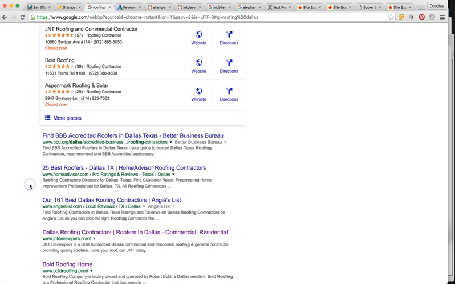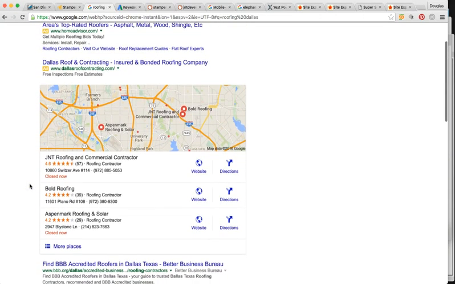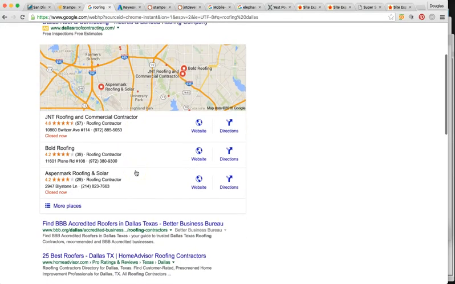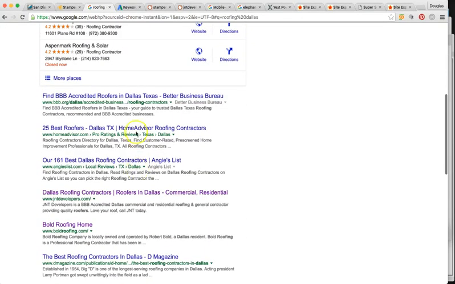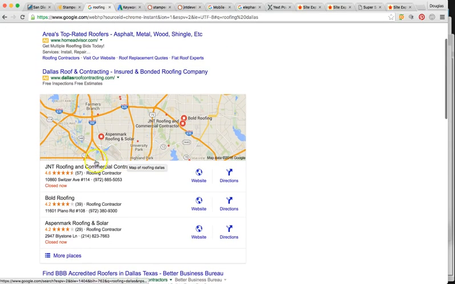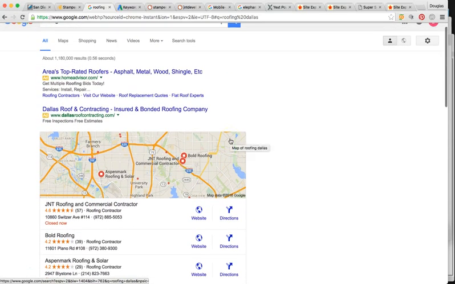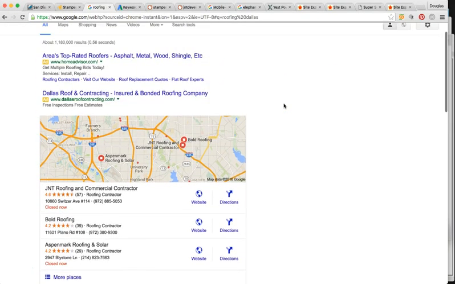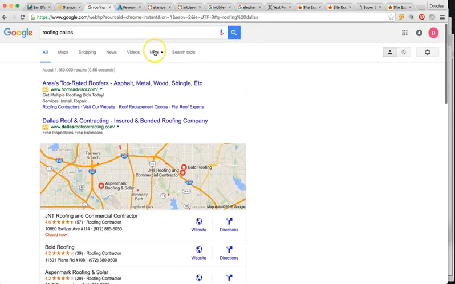Obviously the goal is to get you here in the top three of the Google Maps, where most people are clicking from, and then also in the top three of the organics. If we get you number one here and then number one here, that's potentially cornering between 70 and 80% of the entire market for the one keyword search. So, a huge profit margin compared to where you are now.